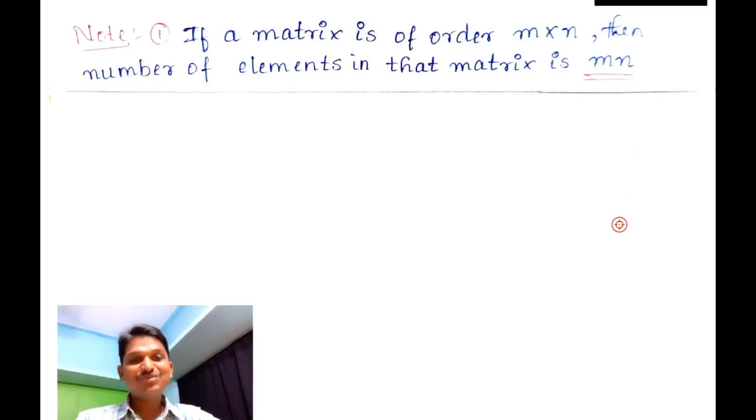So till now what we learned? We learned about matrix. We learned 4 important points. And we learned about order of a matrix. Related to order of a matrix also we learned 1 point. What is that point? If a matrix is of order m by n, then number of elements in that matrix is mn. Okay? Now we'll move to next definition. This is important one. Representation of a matrix.